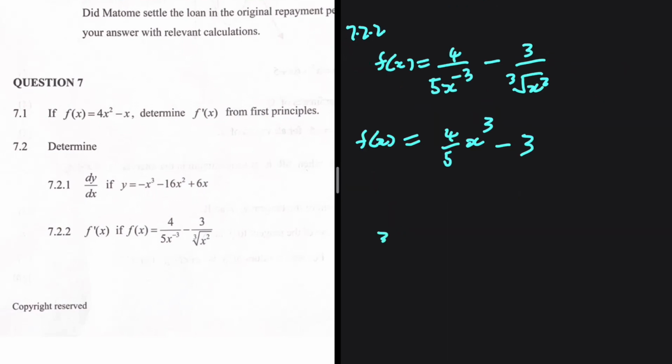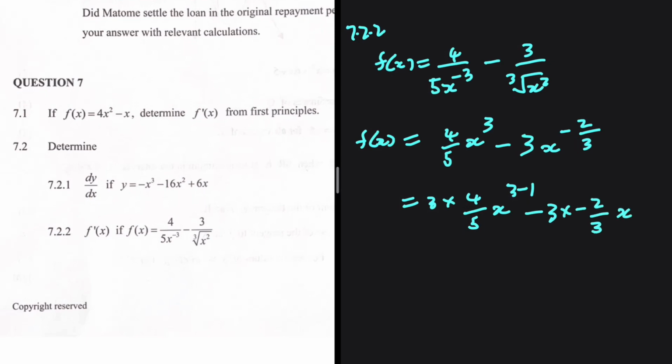We have the cube root of x squared. This is just equal to x to the power 2 divided by 3. So we're going to have x to the minus 2 divided by 3. Now we have our equation in our usual format. We can go ahead and use the power rule. So we're going to have 3 multiplied by 4 divided by 5, x to the power 3 minus 1, minus 3 multiplied by minus 2 divided by 3, x to the minus 2 divided by 3 minus 1. This is equal to 12 divided by 5, x to the power 2, plus 2x to the power minus 5 divided by 3.